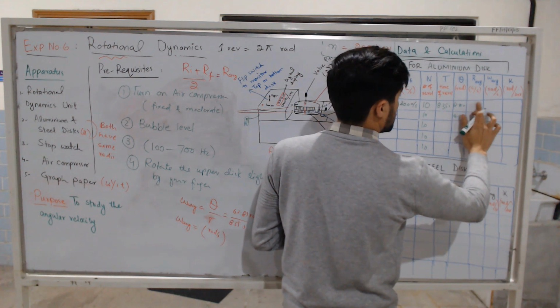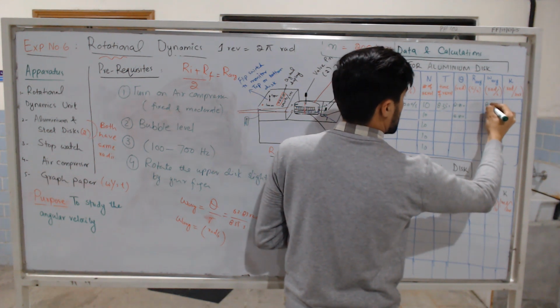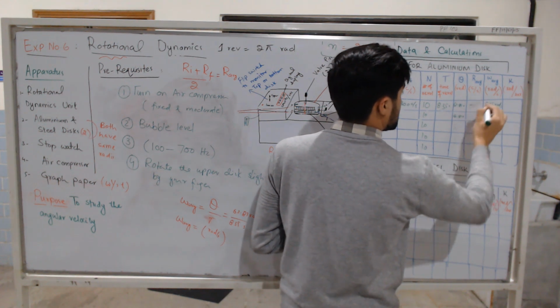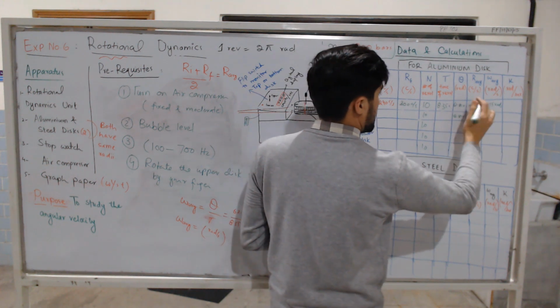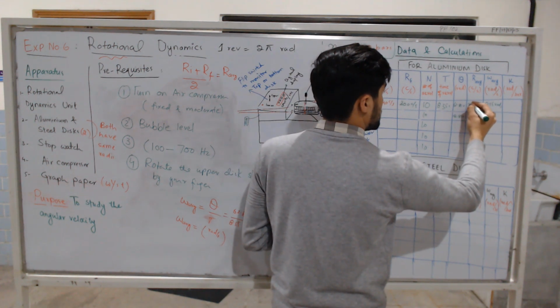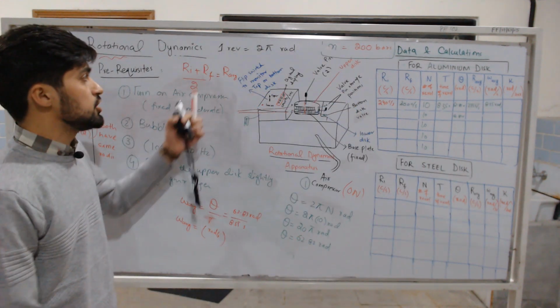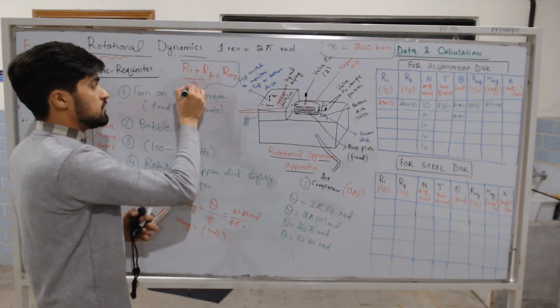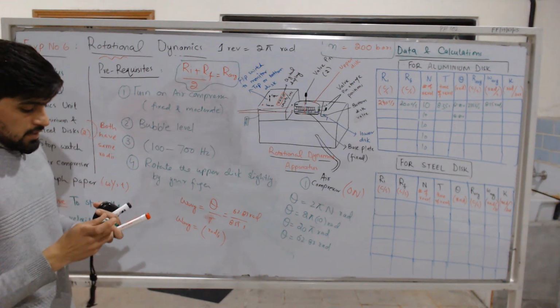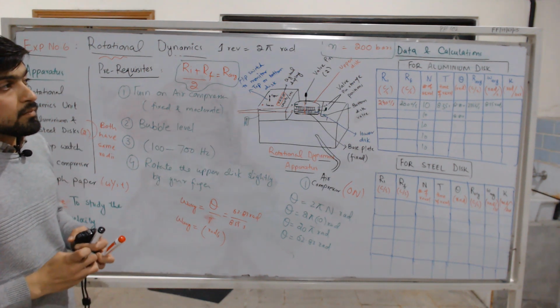Let's say this one is 8.55 radian per second, and let's say this value was 235 counts per second. R average is the average of the initial and the final reading of the display screen. Now the next thing is to calculate K.